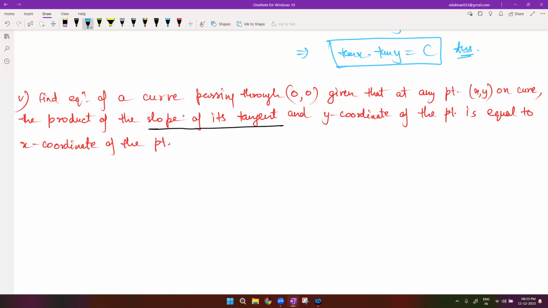But right now we haven't talked about any kind of angle. So slope of its tangent, मने, slope is basically dy by dx. If you remember, I have told you in straight line how to find the slope.